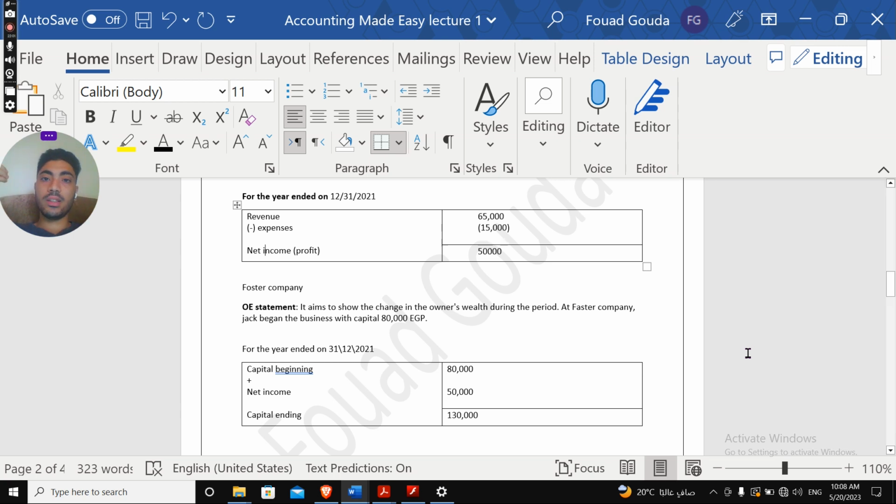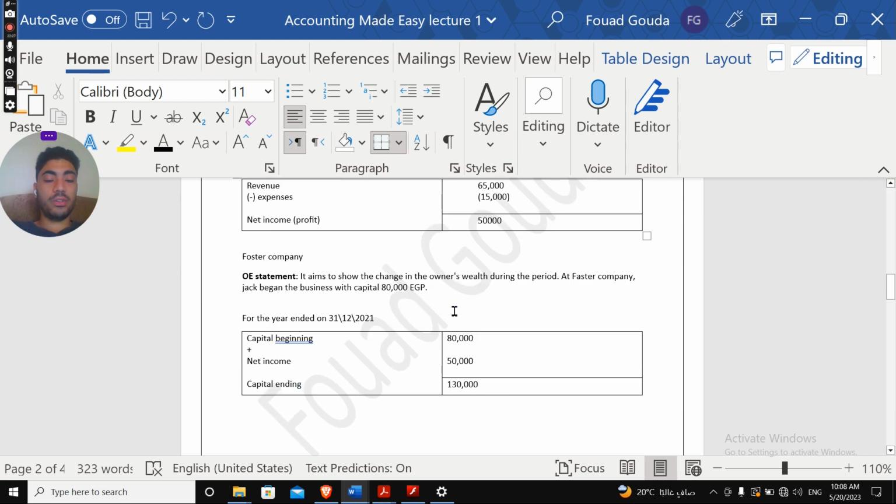We will add this profit to the previous capital, which is the capital beginning, and we end up with the capital ending, which is $130,000. We made a profit, so our equity is now increased. That's it. It's a very simple statement.